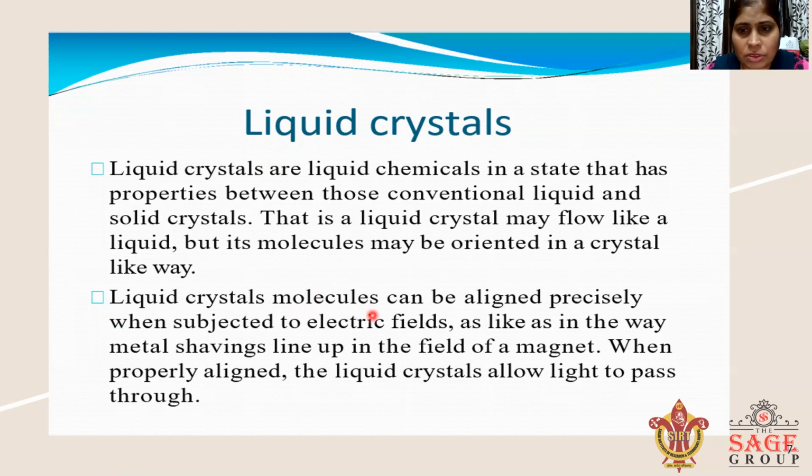Liquid crystal molecules can be aligned precisely when subjected to an electric field, or we can say when the liquid crystal is subjected to DC voltage, DC potential, then the molecules get aligned precisely. As an example, if a magnet is placed, then according to its magnetic field, metal shavings or nails will line up in the field of the magnet. Similarly, inside the liquid crystal, the molecules can be aligned if the electric field is provided, and this alignment is very precise.